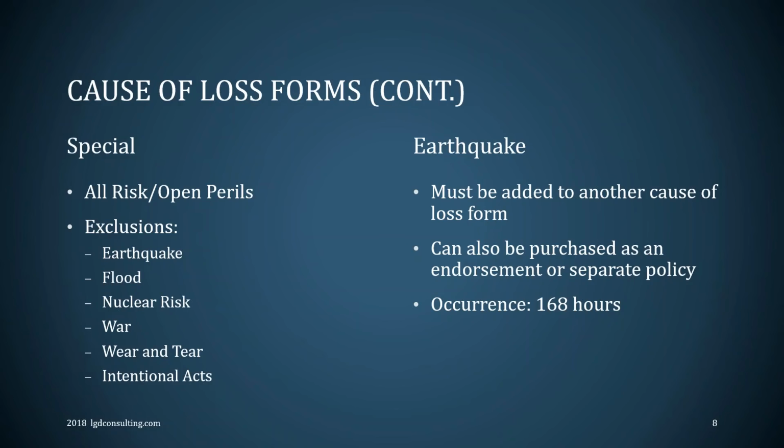Okay. So now, the other cause of loss form you can get is earthquake. You can add earthquake either as a cause of loss form, as an endorsement, or it could be purchased as a separate policy. So for commercial coverage, there are 3 ways of buying earthquake. Keep that in mind on your exam also.